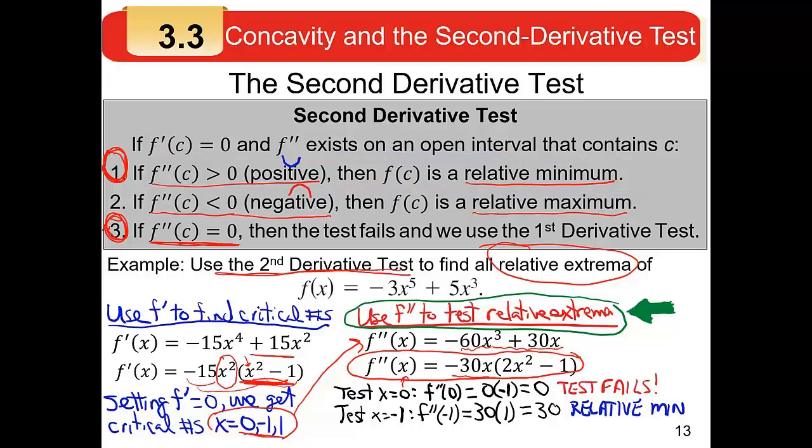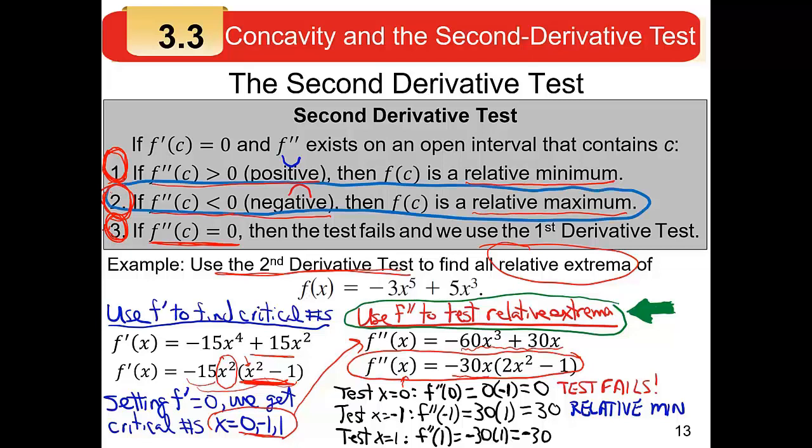Test the last one. The last one's positive 1. Plug a positive 1 in, you'll end up with negative 30. That puts you into case 2. And in case 2, you have a negative second derivative, that means you have a relative maximum.